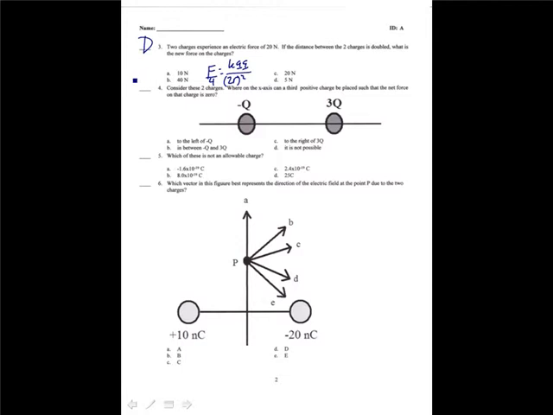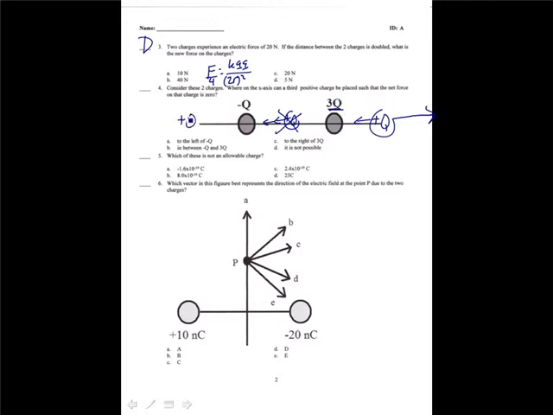Consider these 2 charges. Where on the x-axis can a third positive charge be placed such that the net force on that charge is 0? Well, if we put a positive charge here, it experiences force towards the negative charge and away from that positive charge. So that's not an option. If we put it here, we get a force towards the minus Q charge, and then we get a force that's away from the plus Q charge. It's away from, and it's bigger because it's closer to the 3Q charge, which has a larger magnitude.